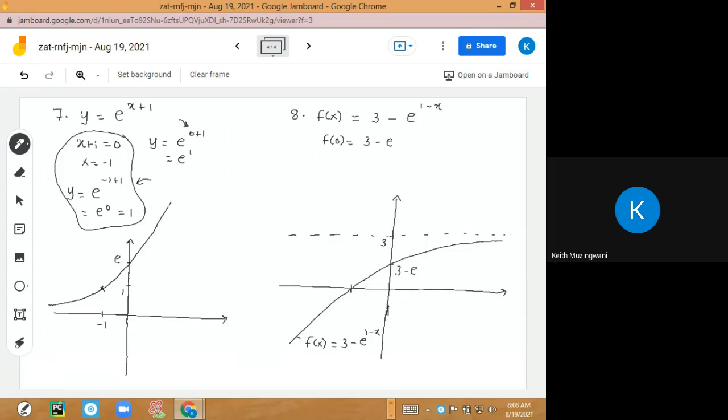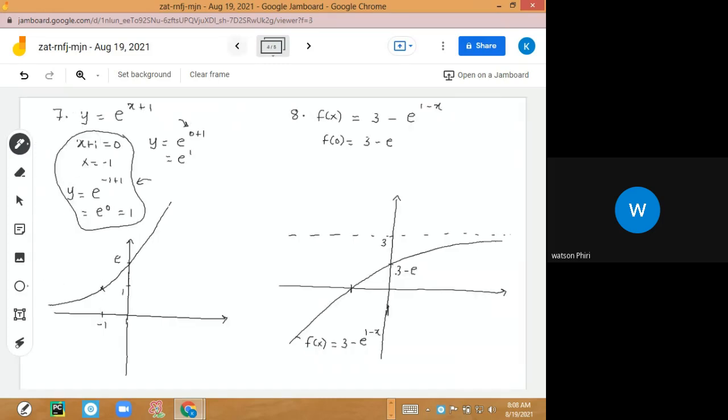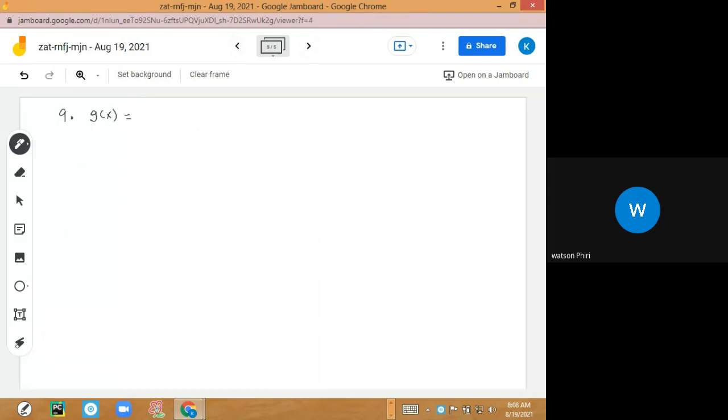Okay. Another scenario is example 9. We want to sketch g of x. Try to go back to the previous page. So I want to sketch g of x is equal to negative 1 plus 2 e to the power 2x minus 4.